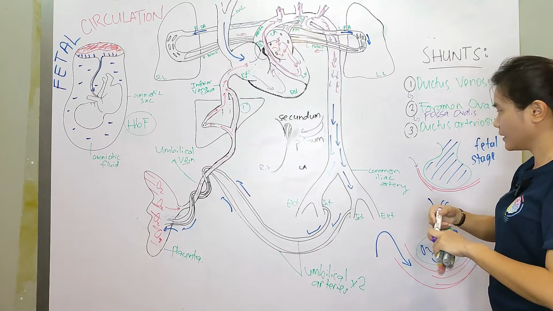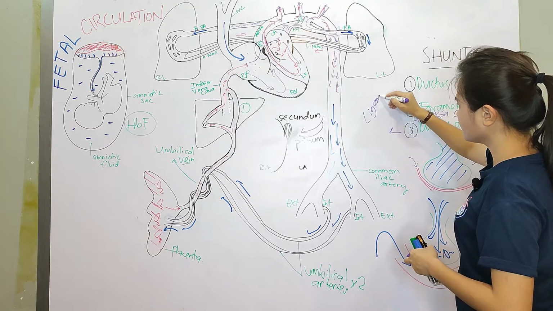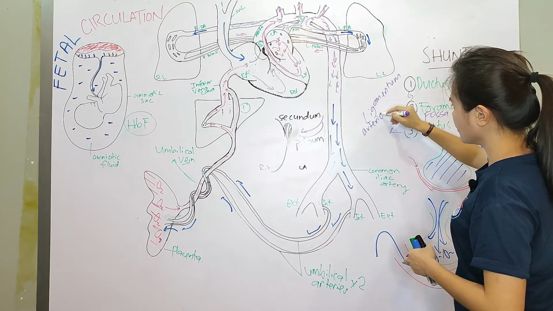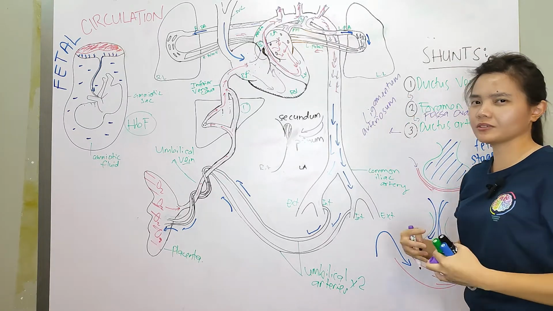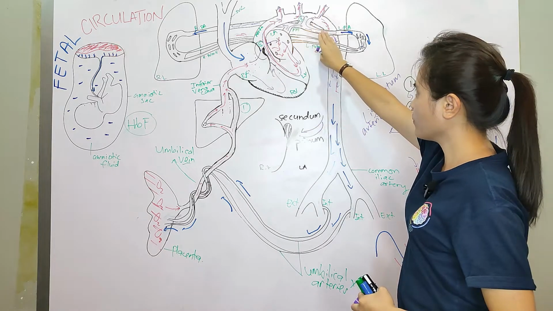Once closed, its name becomes ligamentum arteriosum. All right, so the ductus arteriosus also wants to change its name. Okay, never mind. So that one is closed.